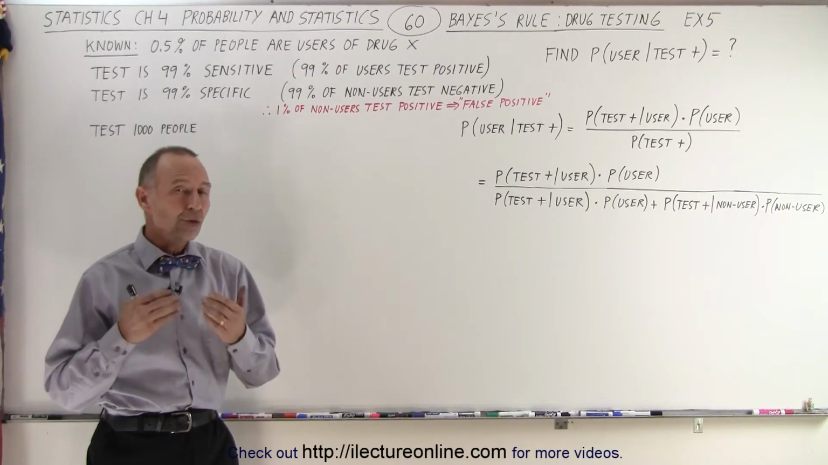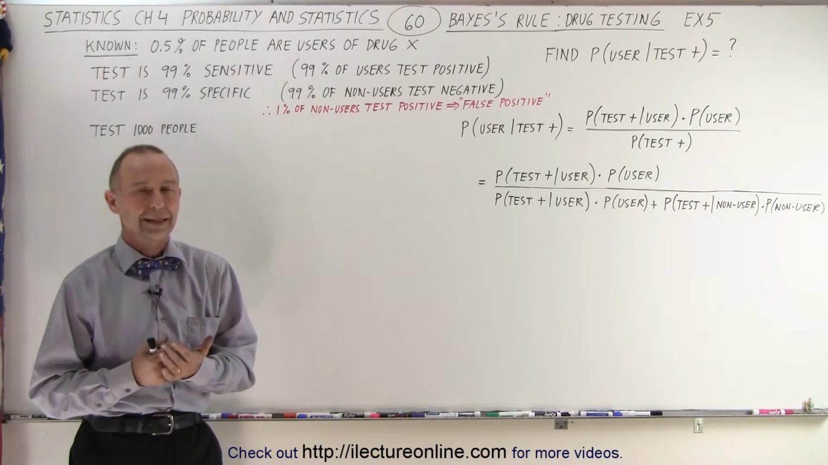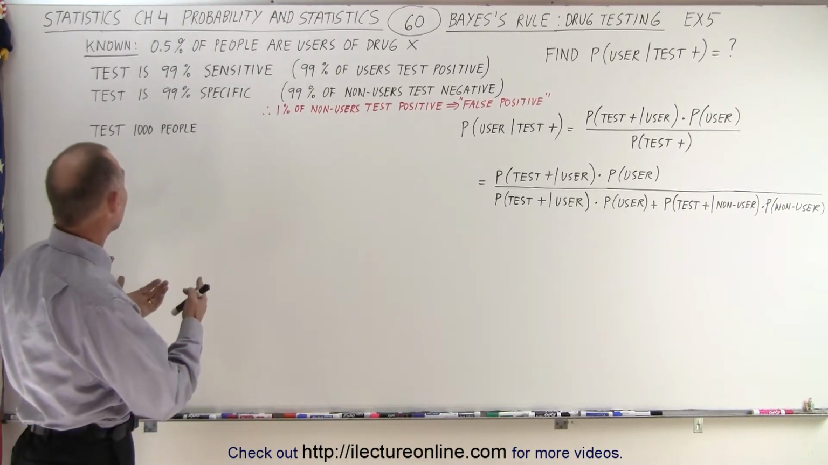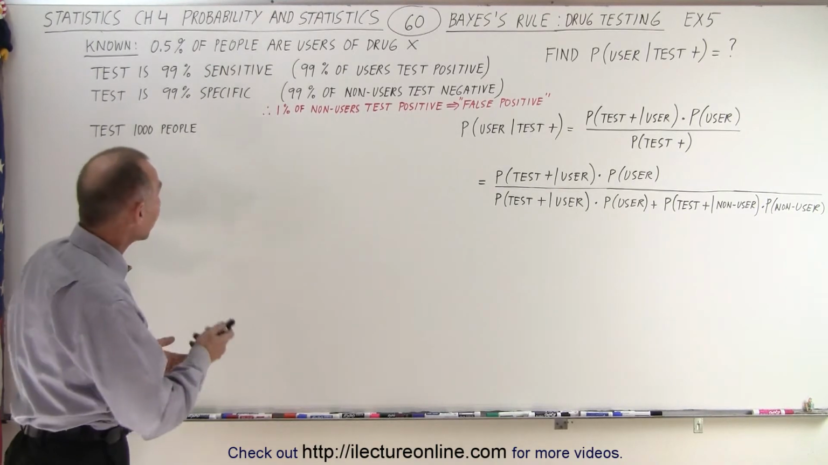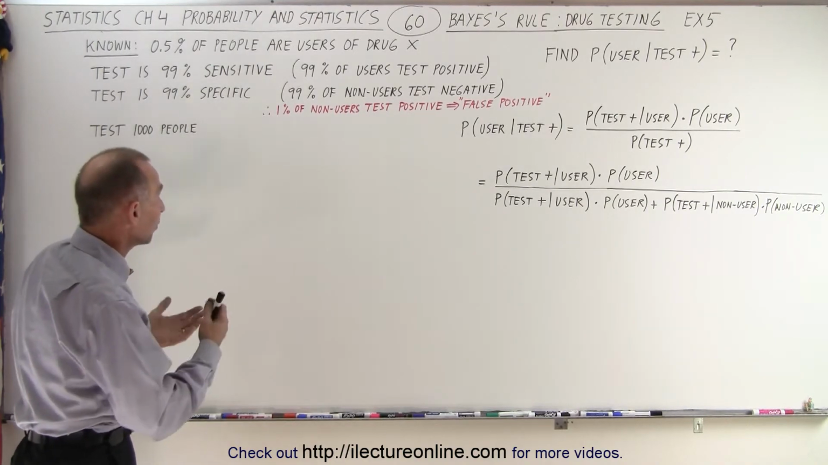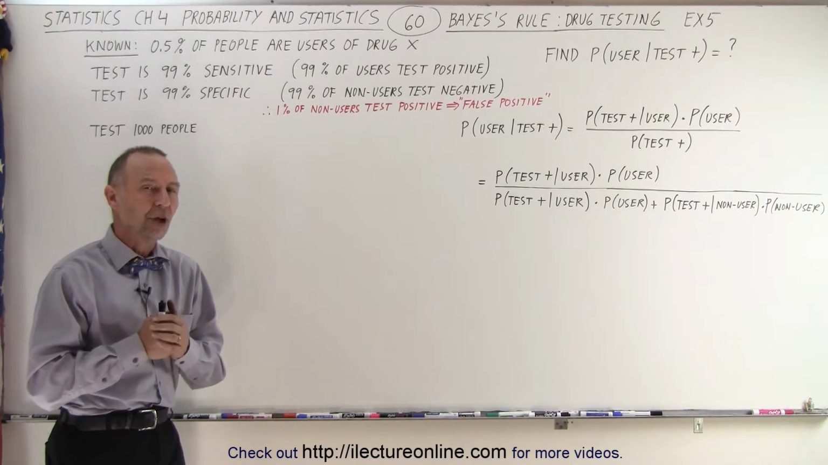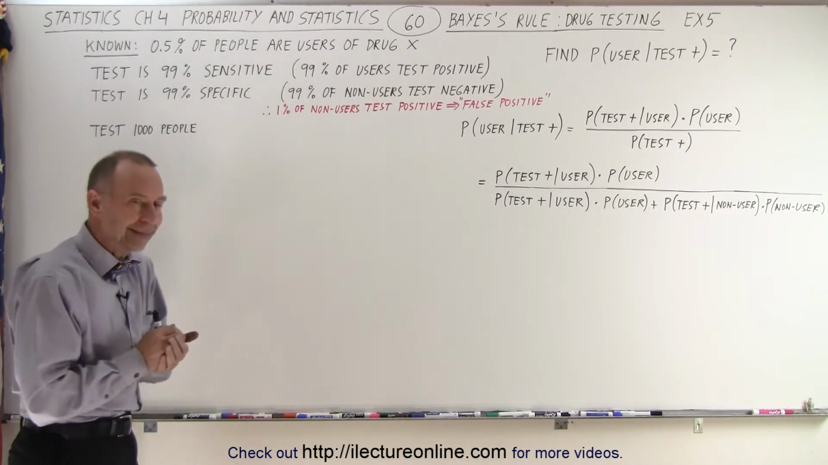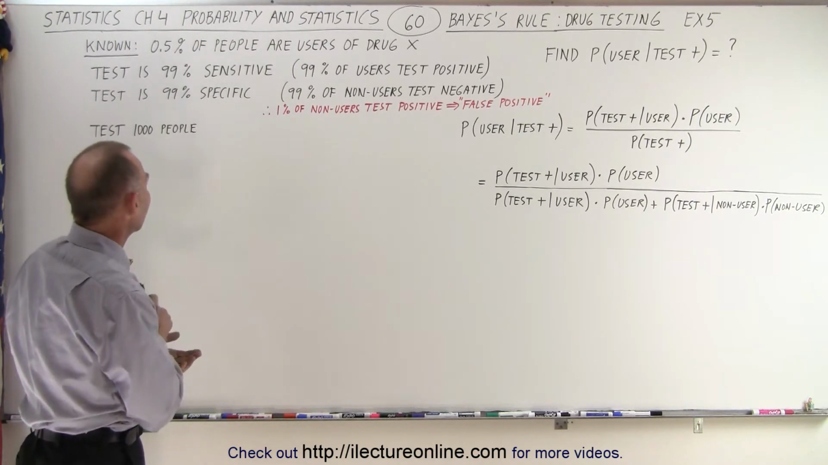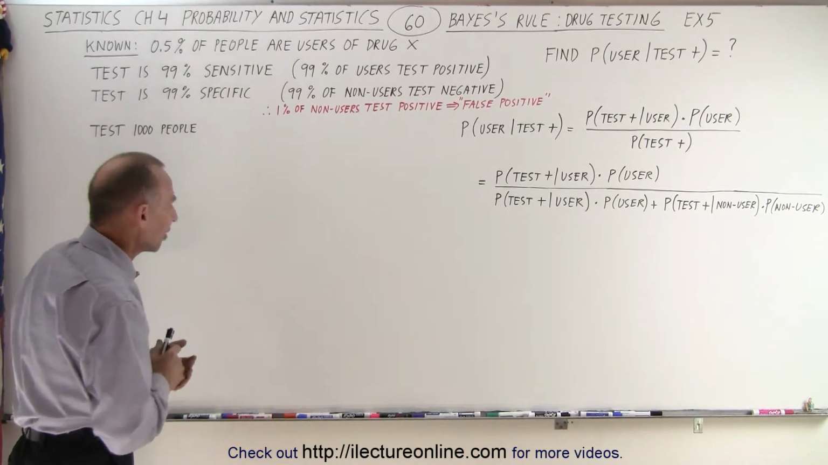Bayes' rule is also used for drug testing. Let's say here we have an example where there is a known drug, let's call it drug X, and we know that about 0.5% of the general population are users of this known drug X. We have a test, and the test is 99% sensitive and 99% specific.